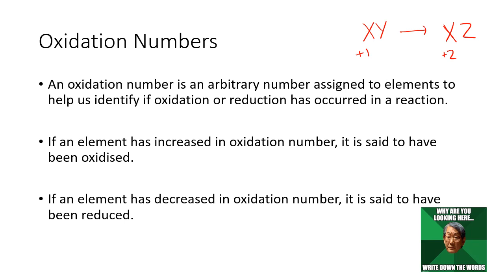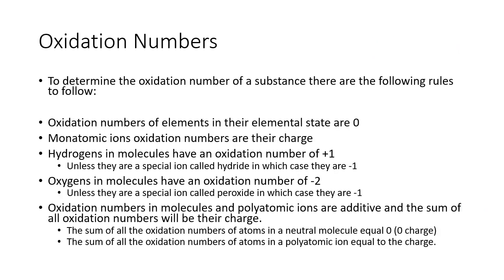Now each element in a compound doesn't necessarily have to have the same oxidation number. If you have Y here, this Y might have stayed as -1. But because this one has changed, this compound is said to have undergone oxidation, and we'll go through that more when you see some examples. So let's have a look.